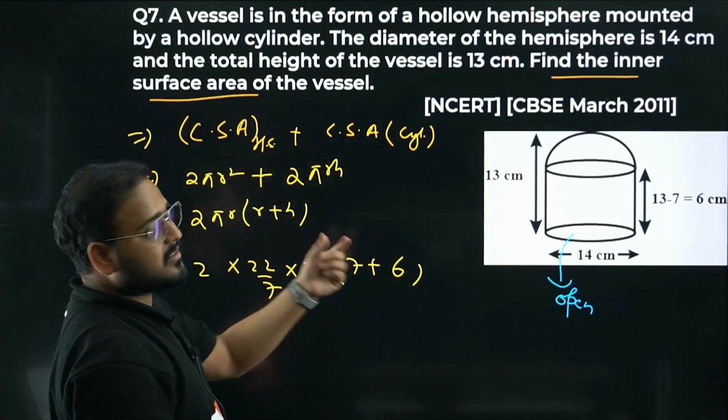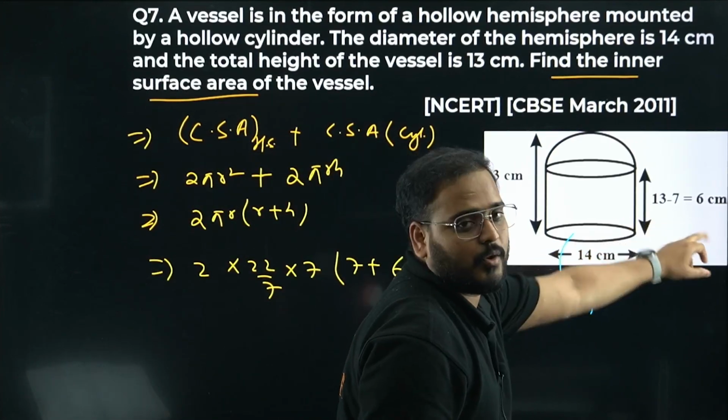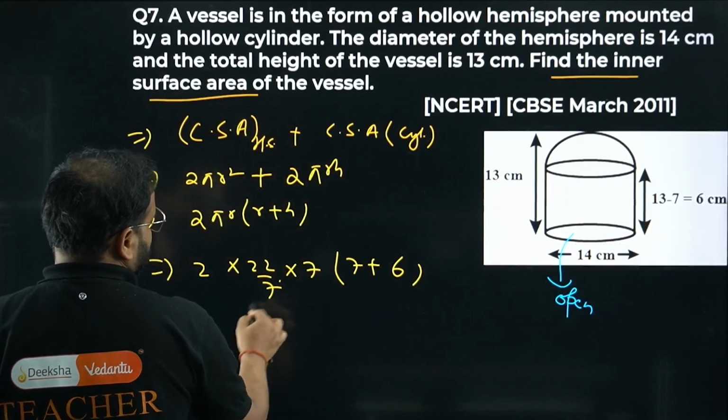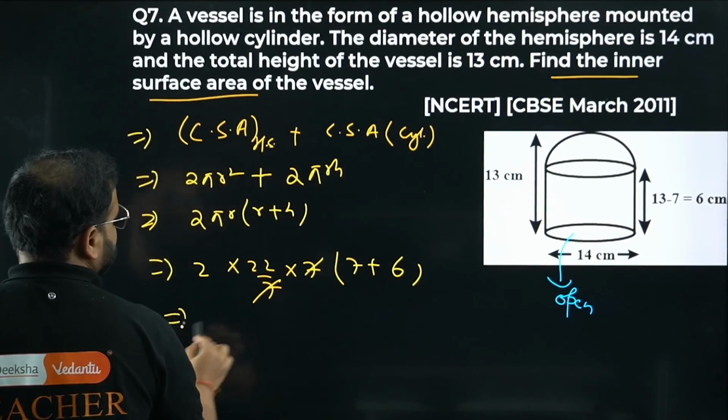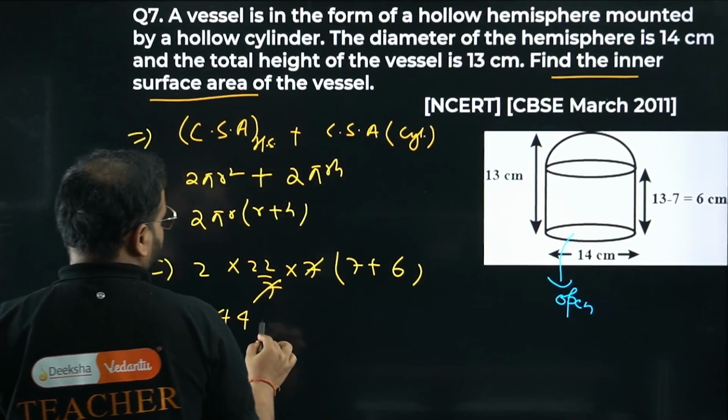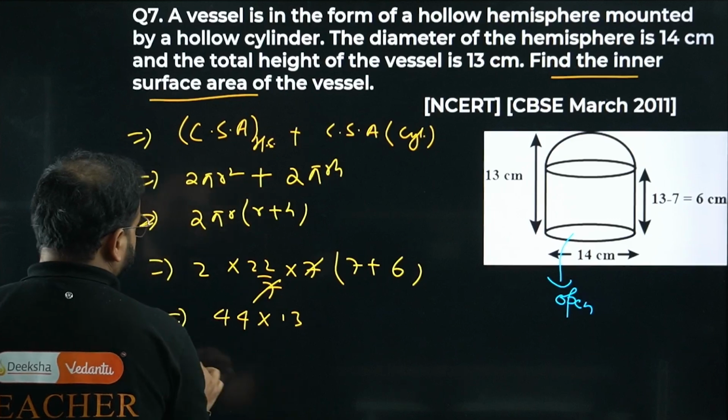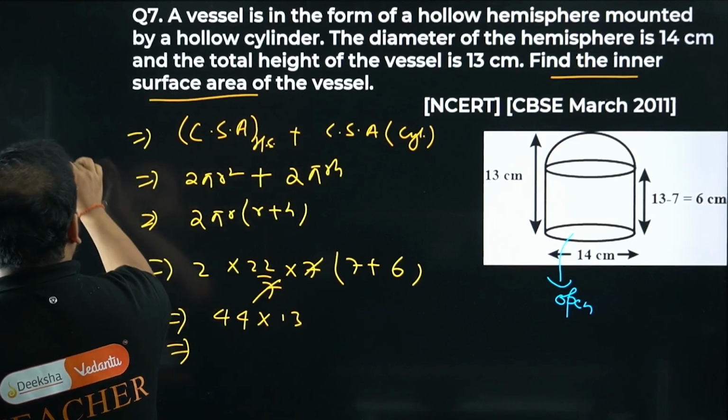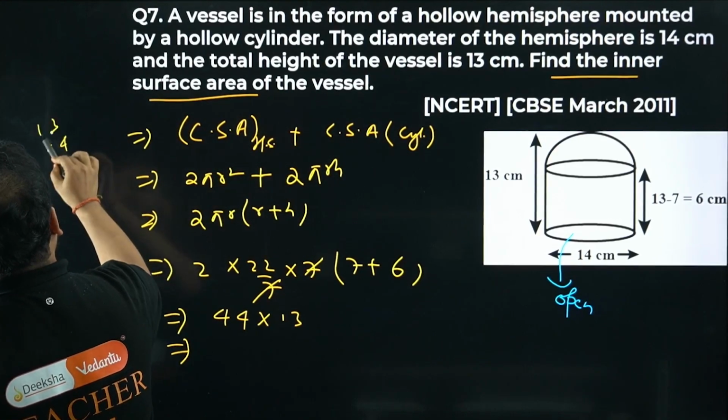This H is for the cylinder part. So 13 minus 7, only 6 we have to take. Okay. So 7 and 7 is cancelled. Have a look. I'm getting this as 44 times of 13. Okay. Let's check this out. I get 44 times of 13, right?